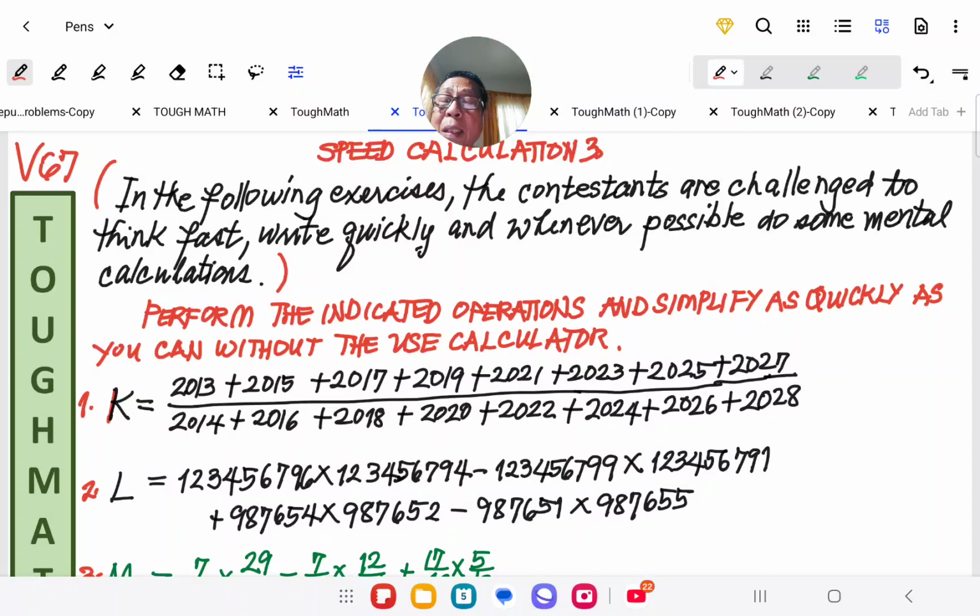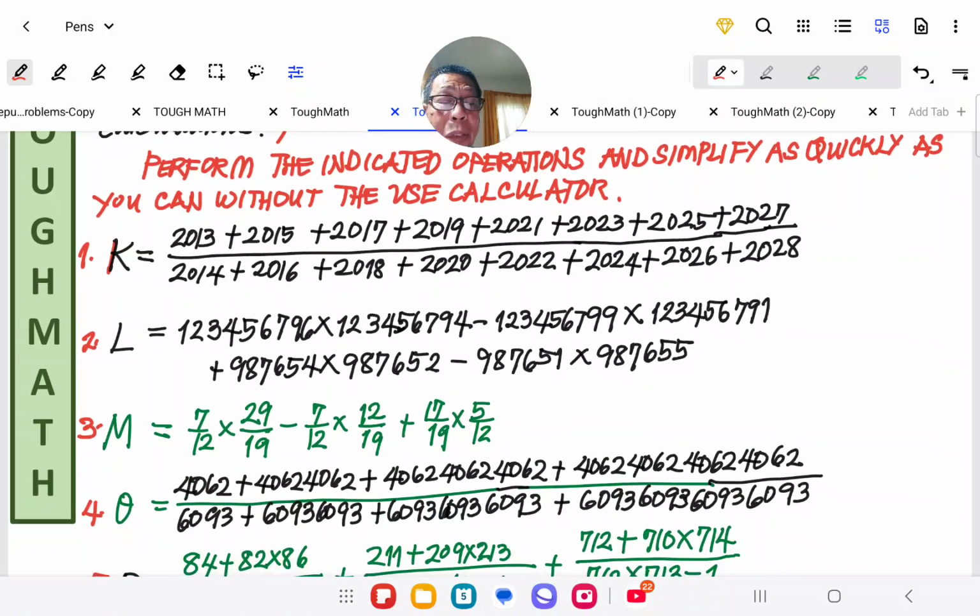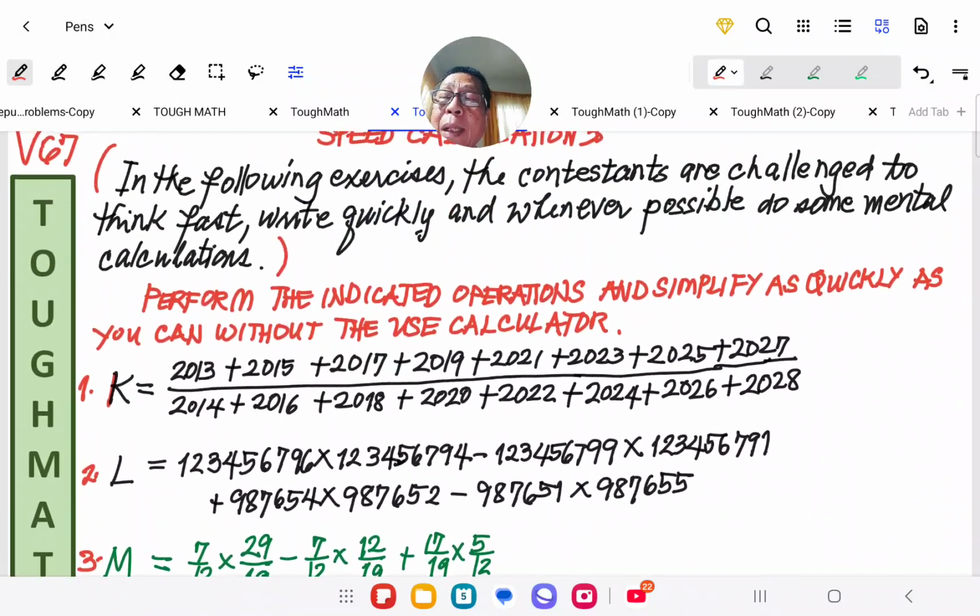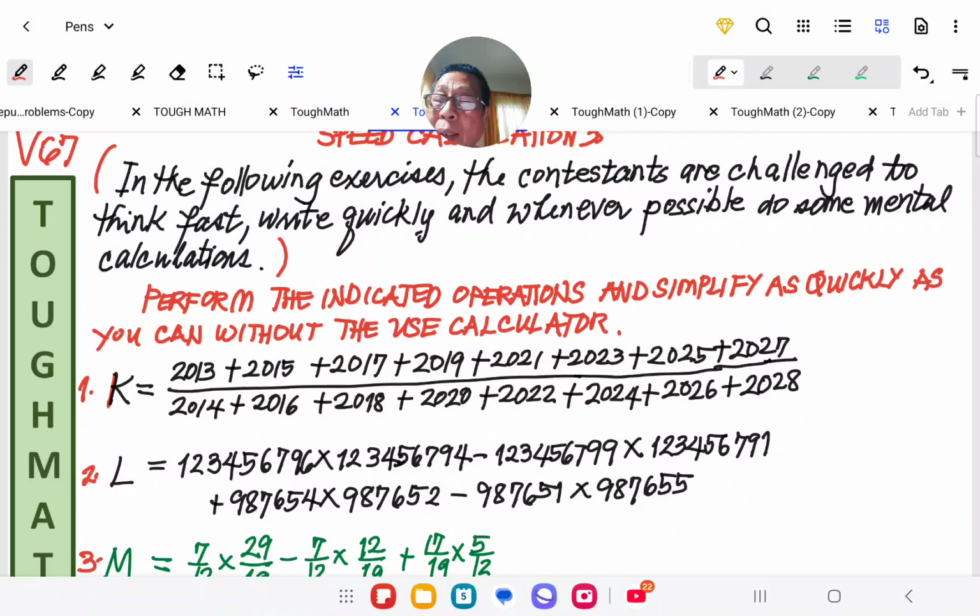So for today's video, we have 5 calculation exercises, and the objective is to arrive at the answer quickly. So the contestants are challenged to think fast, write quickly, and whenever possible, do some mental calculations.